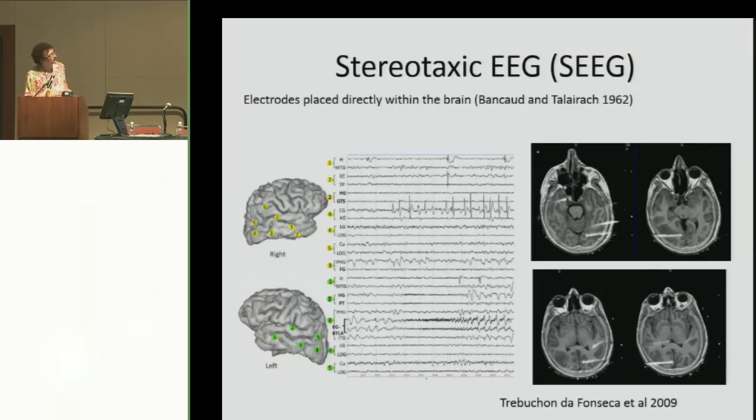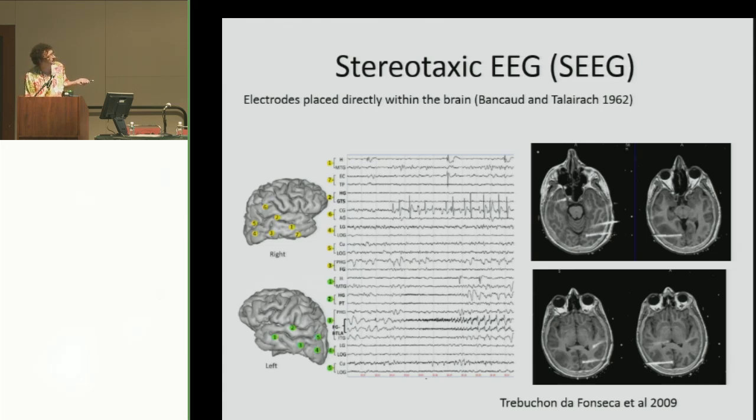So another type of intracranial recording is stereotaxic EEG, or SEEG, which consists in placing electrodes directly within the brain. So here it's not anymore a surface recording, it's a depth recording. You go deep within the brain to reach medial structures. And typically, a patient would have between 5 and 10 electrodes, and each electrode has 5 to 15 contacts, which can explore hippocampus, amygdala, or lateral part of the cortex.